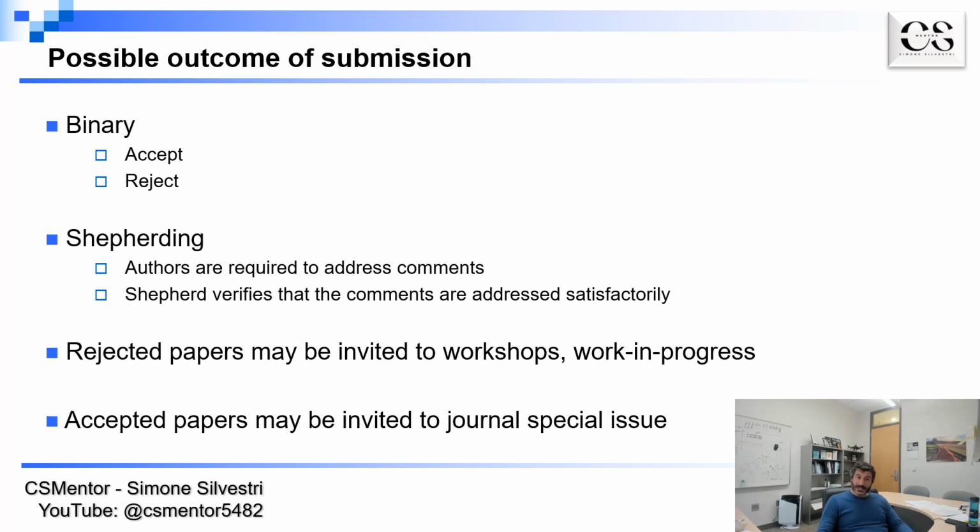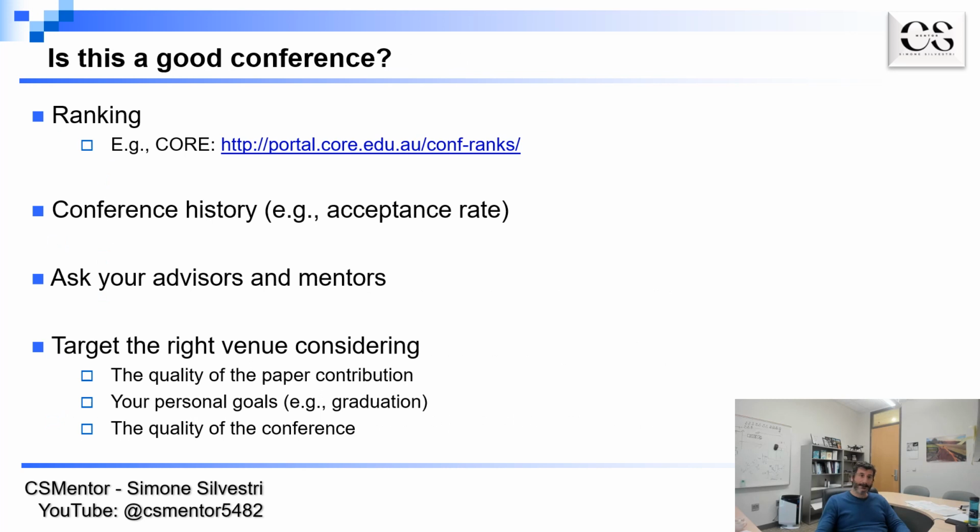So papers that are rejected may be invited to workshops, they may be invited to work in progress, so they may be invited to other satellite events related to this conference. And also some conferences give the opportunity to selected papers to be published as an extended version in journals. This is something that is worth considering. You're not required to do it. You may say, I'm not interested, but if the conference allows you to publish in a good journal with an extended version, this is generally a fast track, so it's a convenient opportunity.